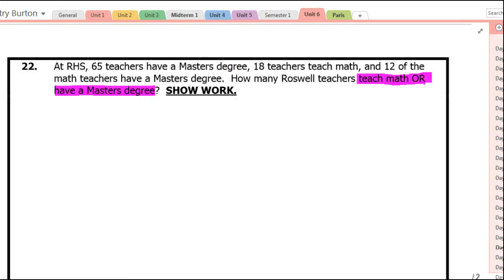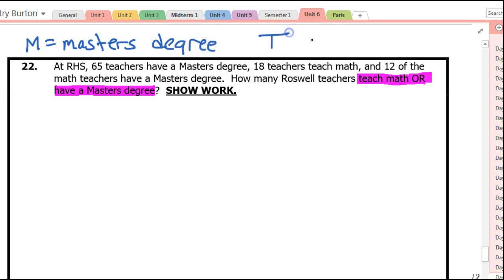But I'm going to make up new variables to fit the problem. So let's see. We have master's degree, and then teaching math. Okay, that's a lot of M's. I think I will let M represent the master's degree. And I'll let T represent teaching math.